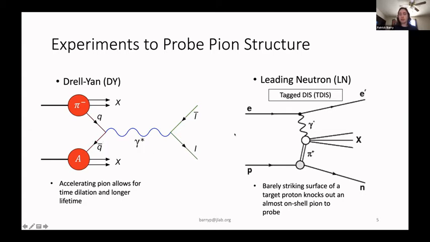Additionally, in the leading neutron process, we have electroproduction. This is a tagged deep inelastic scattering experiment. You have an electron beam incident on a proton target, and this proton splits into a pi plus meson and a neutron, where the neutron is detected in the far forward region. Then this split pion is broken up by the virtual photon, so effectively you have a DIS on a pion. And so we can access the pion structure through the Sullivan process using these available data.